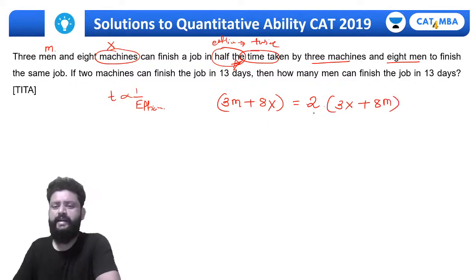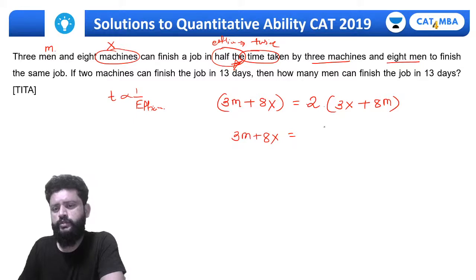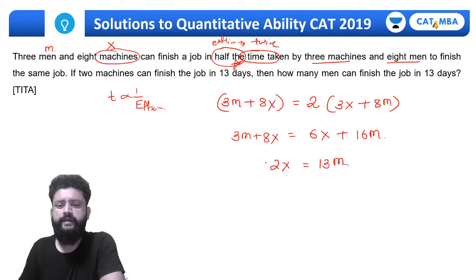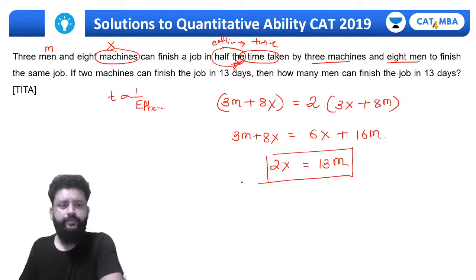Right, so first of all let's try to get the ratio of their efficiencies. So 3m plus 8x equals 2 times (3x plus 8m), which is 6x plus 16m. So 2x equals 13m. This is the first equation I'm getting here.